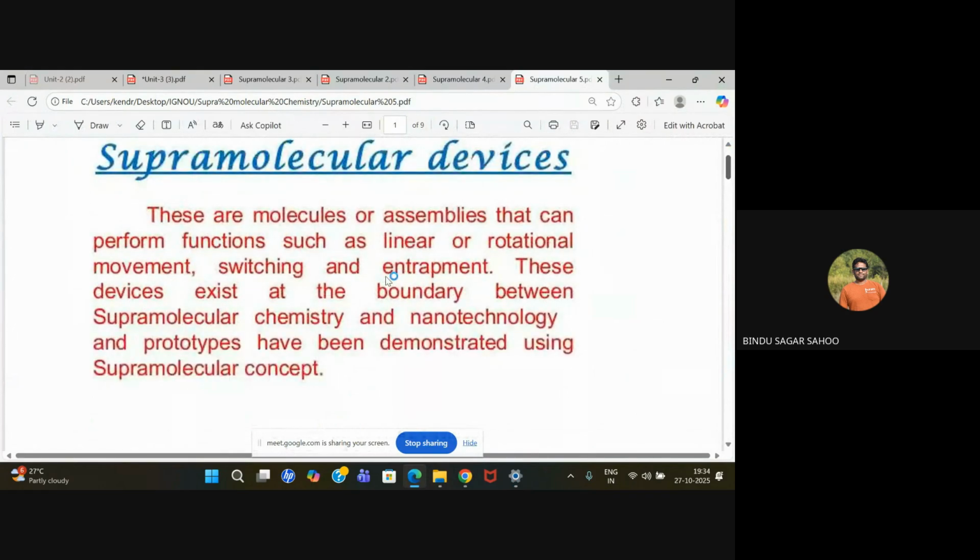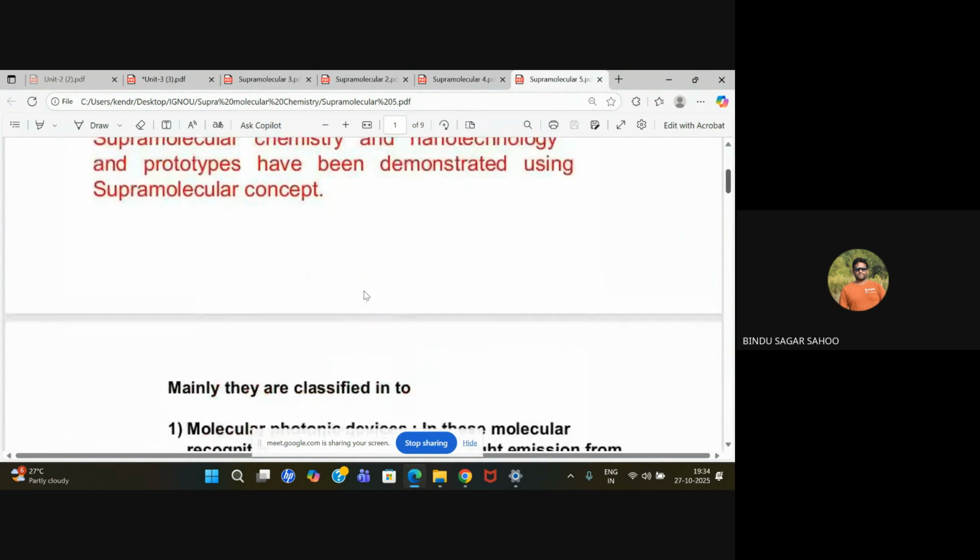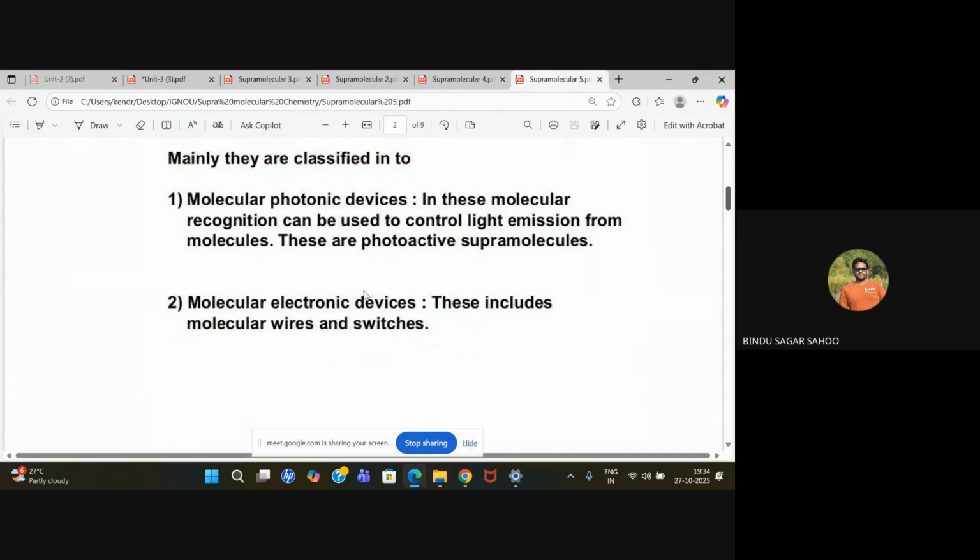So, supramolecular devices. These are molecules or assemblies that can perform functions such as sometimes linear or rotational motion, sometimes switching, sometimes entrapment. This device exists at the boundary between supramolecular chemistry and nanotechnology, and it can be demonstrated by using supramolecular concepts. So supramolecular compounds sometimes behave like molecular photonic devices that can sense light emission or absorption processes. This is called molecular photonic devices. Or sometimes they can be used just like molecular electronic devices.